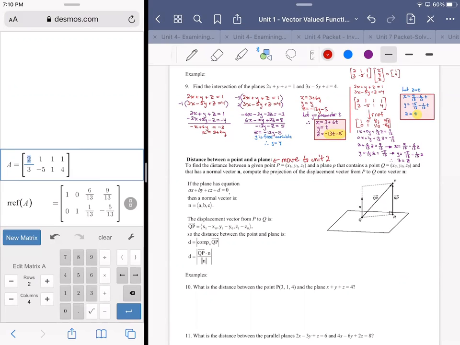No problem. All right, so you're always looking for a parametric representation of the intersection, which is going to trace out a curve. So this next little section here is going to Unit 2, so we don't have to worry about that.